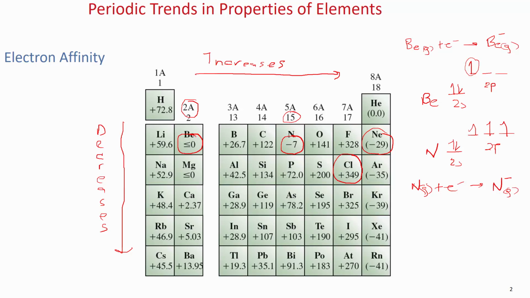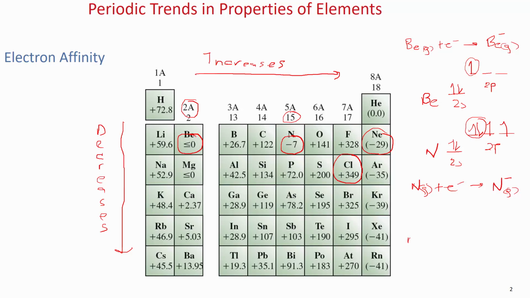Where does that electron go? Well, it has to go right there. Now you're pairing two electrons in the p sublevel. So now you've got electron-electron repulsion within the p sublevel, and also electron-electron repulsion between the 2s and the 2p, and the 1s, if you want to think of that as well. So that's why nitrogen has a -7. It doesn't release energy, it actually requires energy to put an electron on nitrogen.